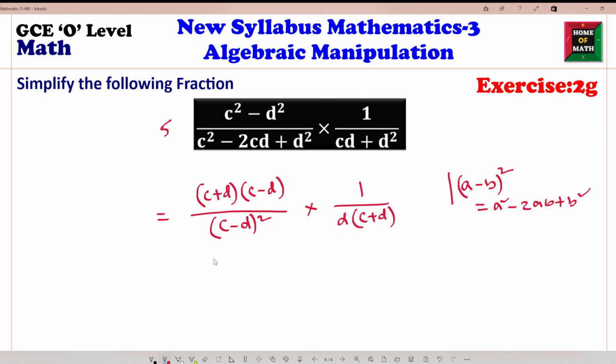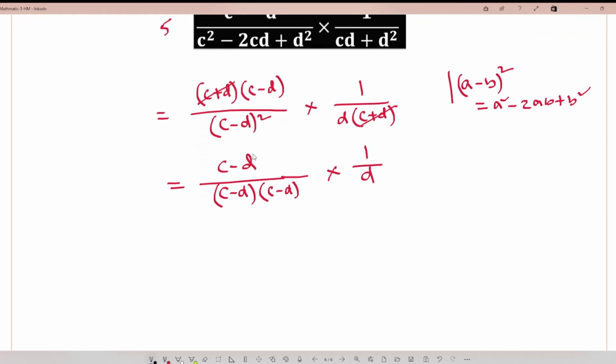Okay, now look, here is c plus d and here is c minus d. So c plus d we can cut, and here is c minus d and here is c minus d times c minus d, because here is c minus d whole square times 1 by d. Now this c minus d we can cut against c minus d, so our answer is d times c minus d in the denominator and numerator is 1. So 1 by d times c minus d. This is our answer.